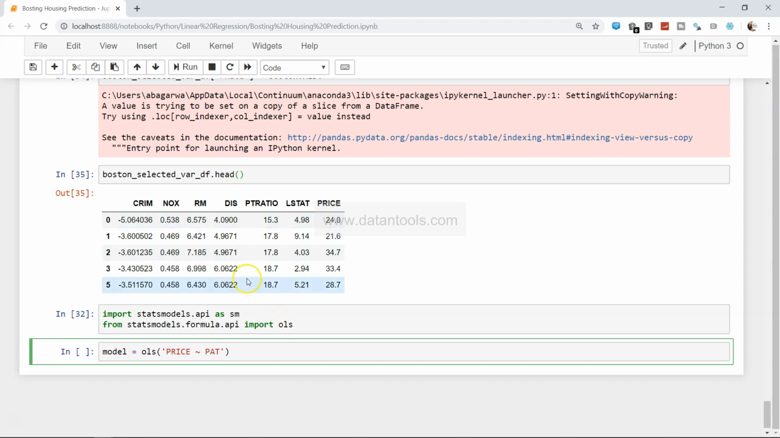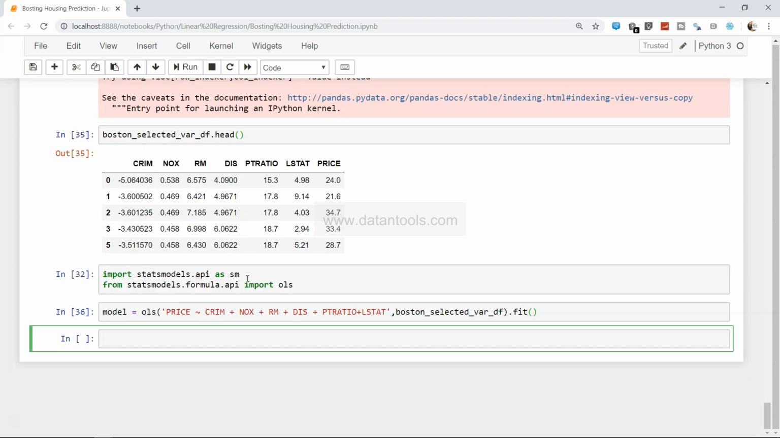So we have the crime rate plus NOx plus RM plus DIS plus PT ratio plus LSTAT, all right, and then the data frame is this dot fit. Let's go ahead and execute it. So our model is created and it has not given us any error.